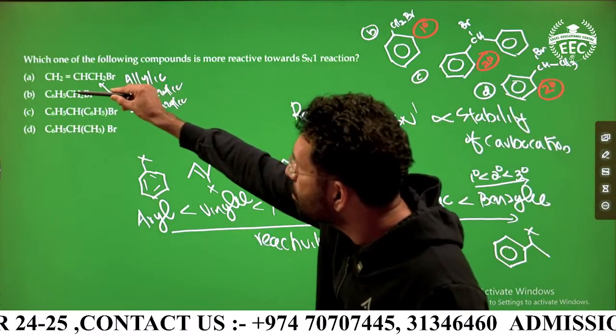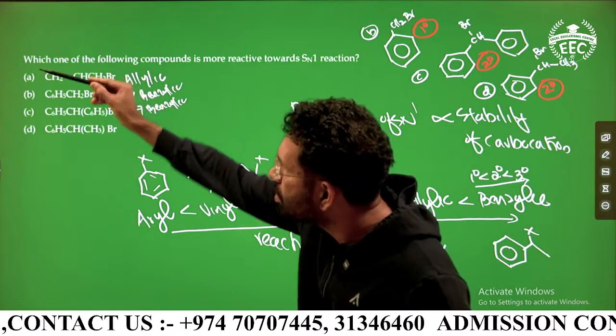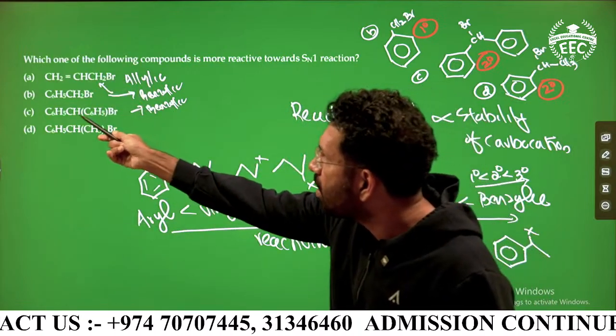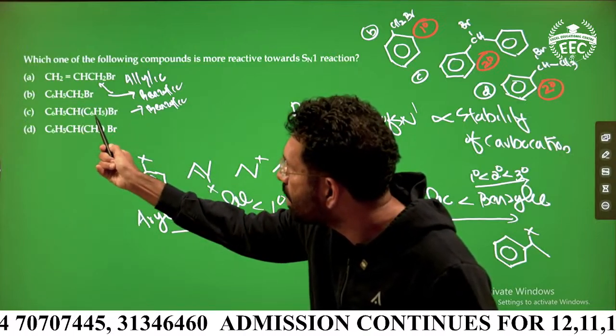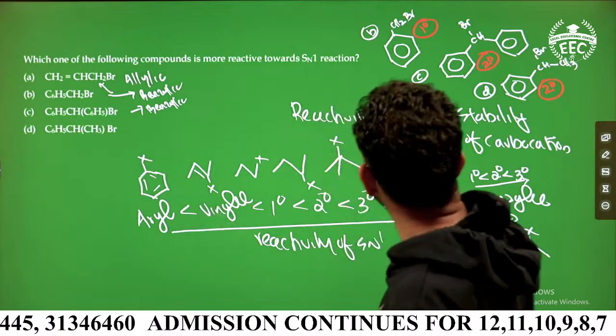This is benzylic because the halogen is connected by a single bond to the carbon next to the benzene ring. Here also the halogen is connected to this carbon, actually inside the bracket. So the halogen is connected here. This is the B option.